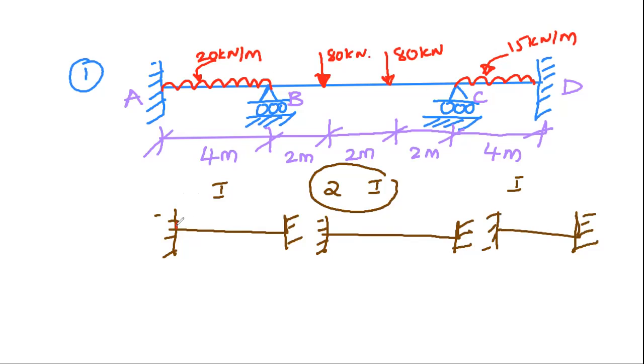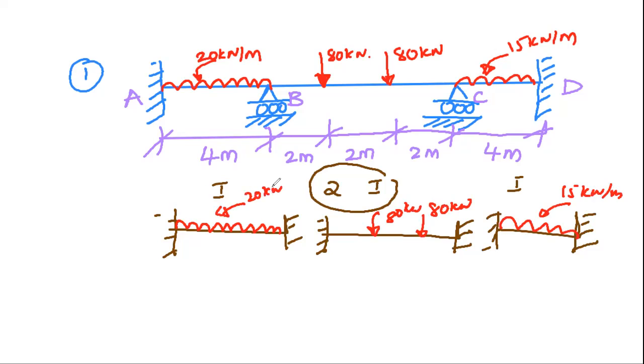How do you consider the loadings? This is 20 kilonewton per meter and this is 15 kilonewton per meter, and there are two loadings of 80 kilonewtons, and here also one more loading, that is 80 kilonewtons. This is 15 kilonewton per meter and this is 20 kilonewton per meter. So this is the first step which we have to do to calculate MFBB.